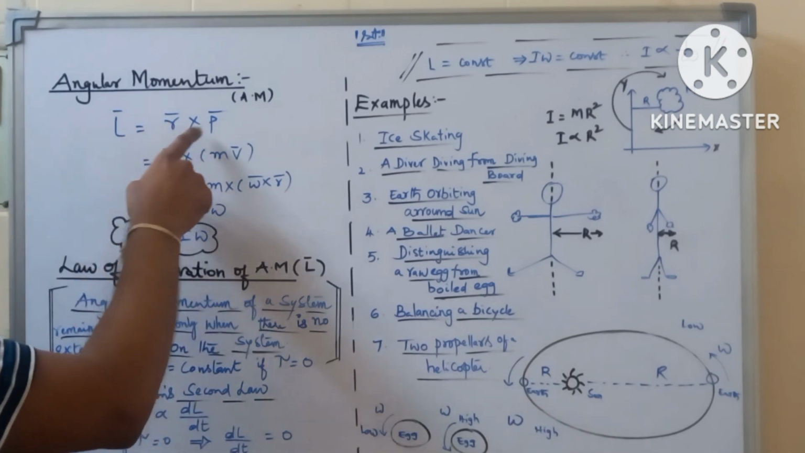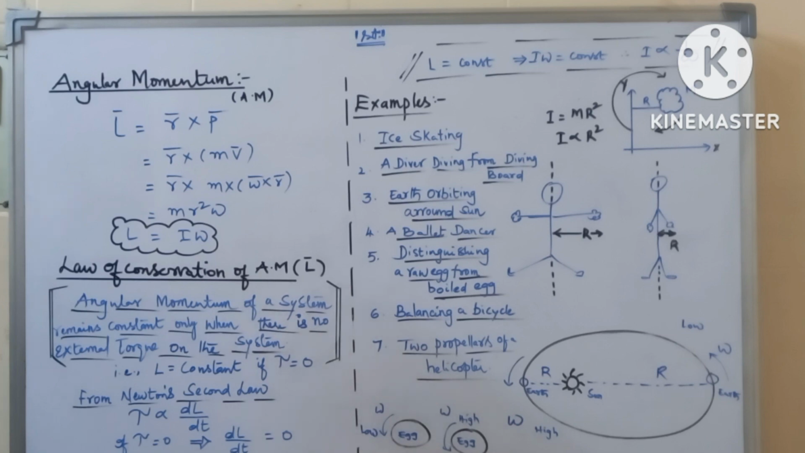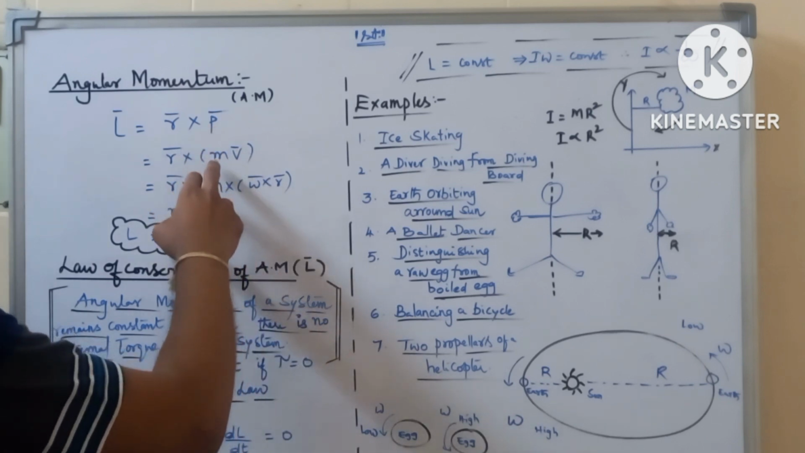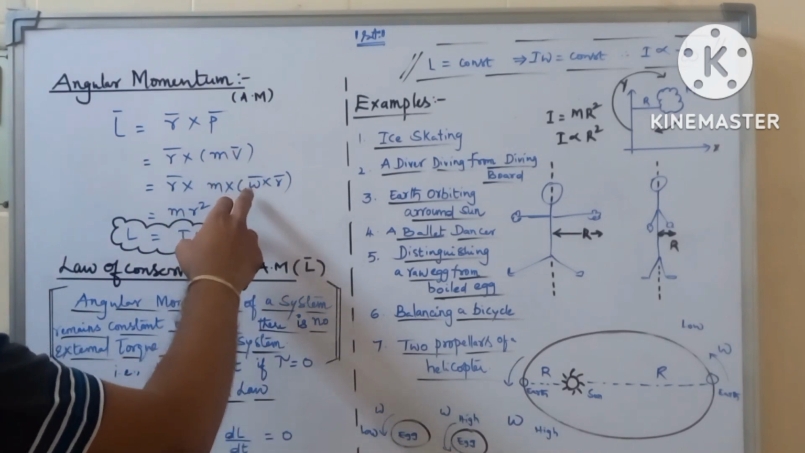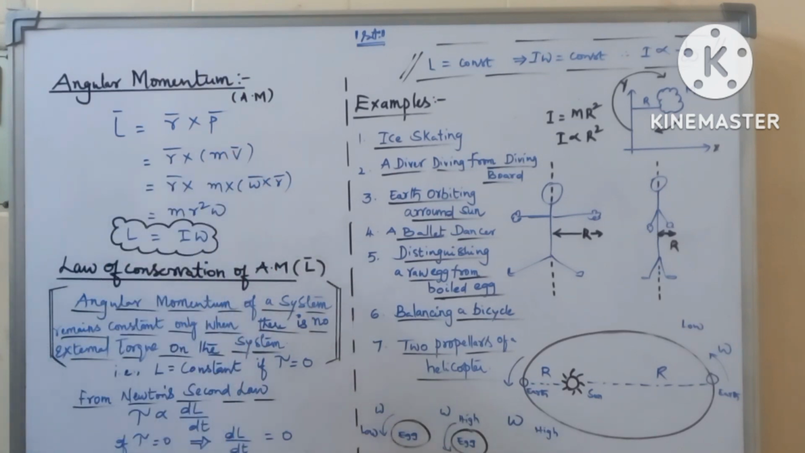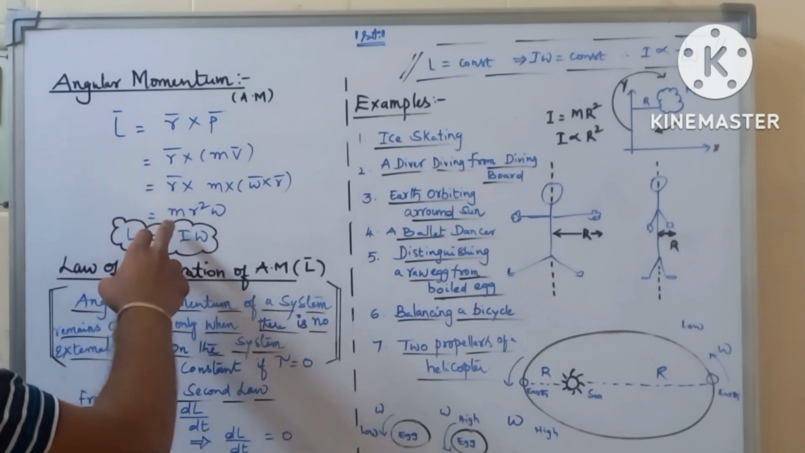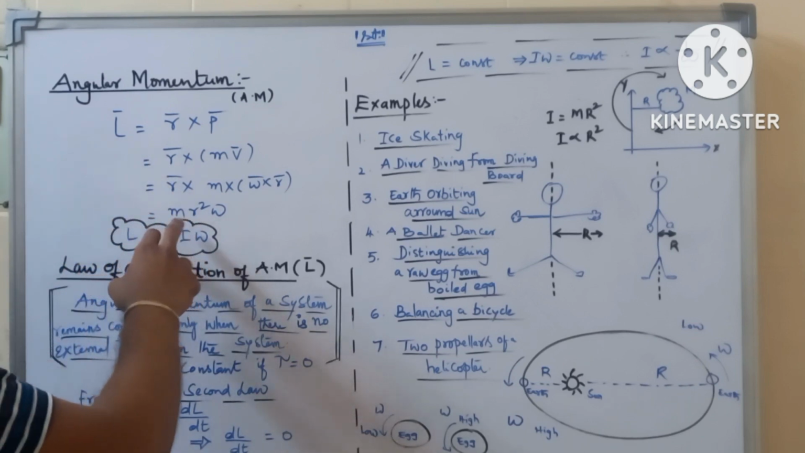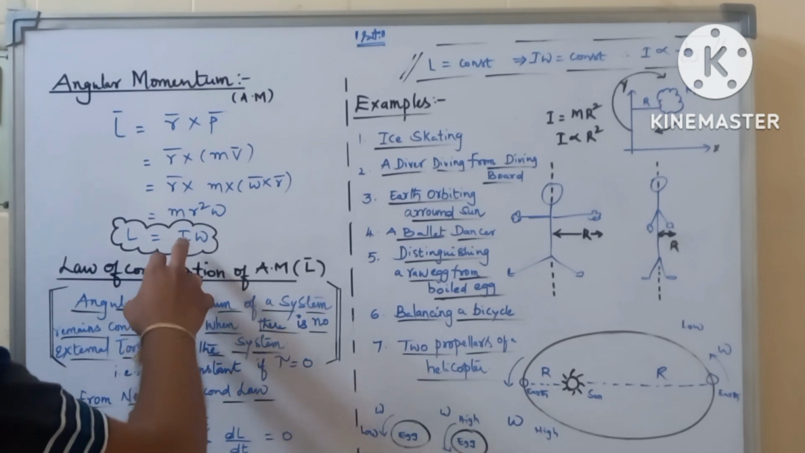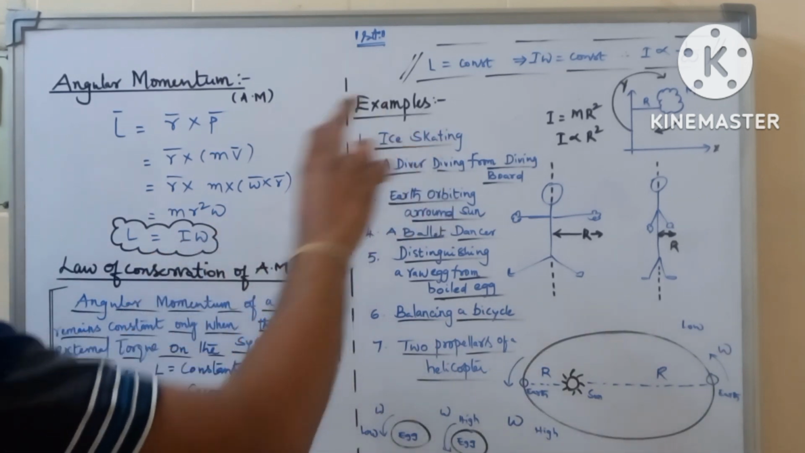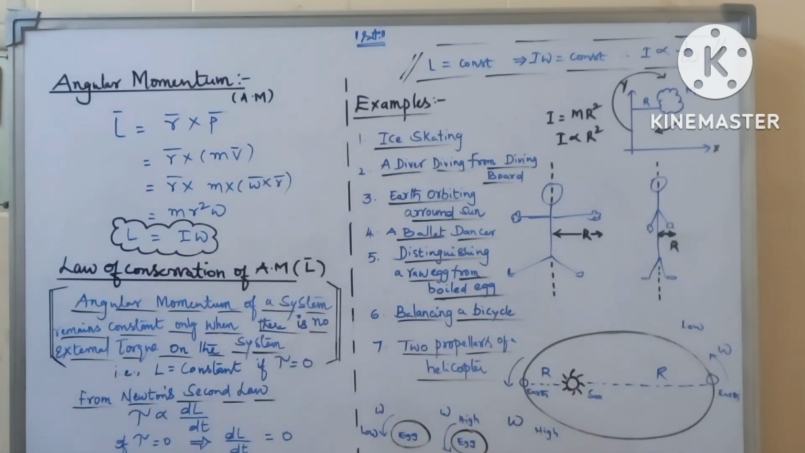L bar is equal to R bar cross P bar, R bar cross M into V, whereas V is omega bar cross R bar. So the angular momentum finally is expressed as mr square omega. Here mr square is nothing but the moment of inertia. I is equal to mass times square of the distance from the axis of rotation.